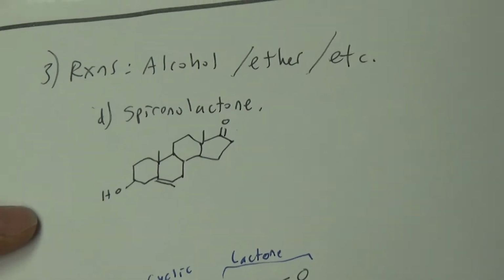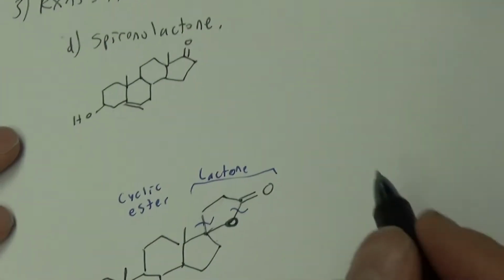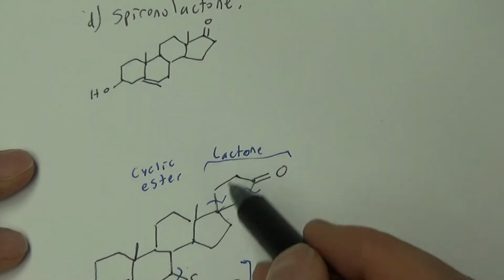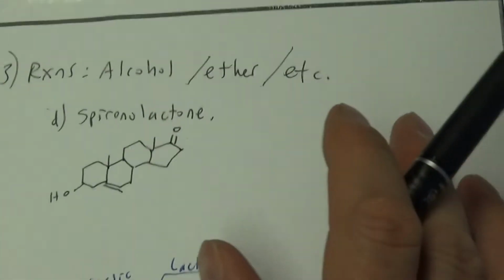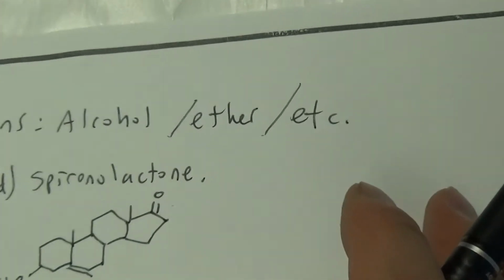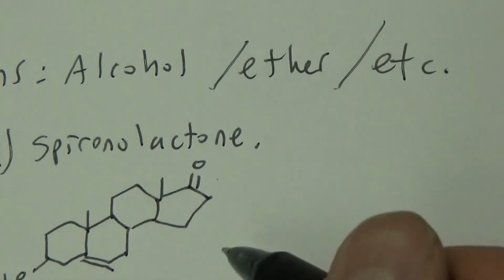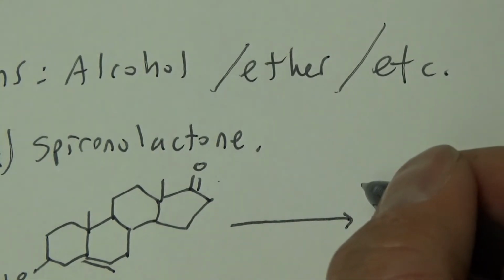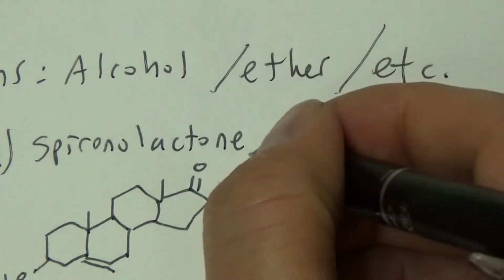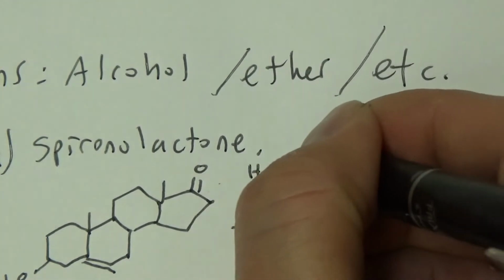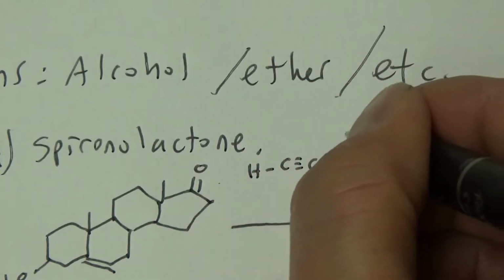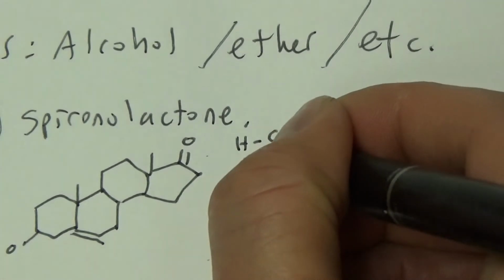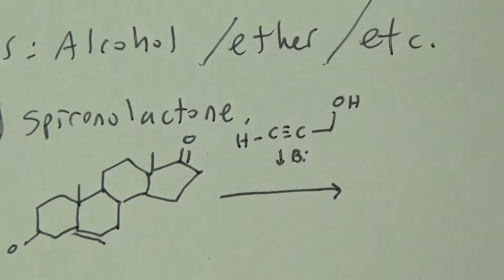Cool. Okay, so they're going to basically try to build this little cyclic ester thing off the ketone. And the way they do that is pretty clever. It's cool. So essentially they start with this alkyne, like that, and then they react it with a base, B with a lone pair, a base.